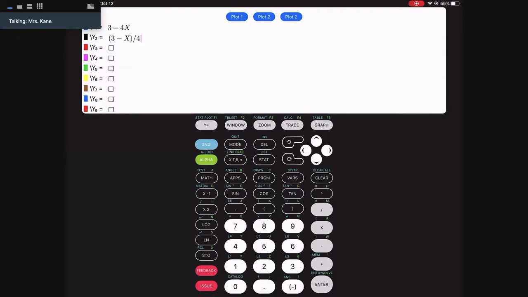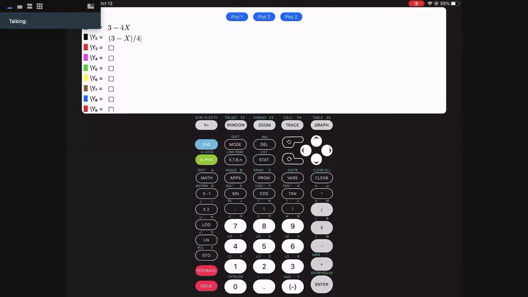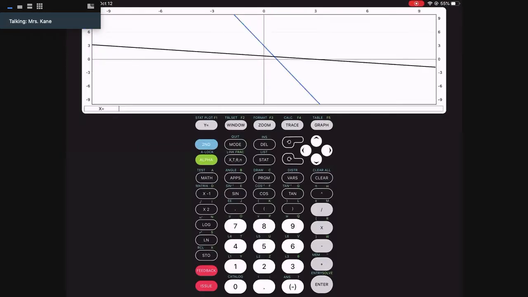So when you hit graph, the blue line that comes up here was my f equation. So the blue line is my f function, the 3 minus 4x. My line is black, the second line, which isn't as steep as the first because its slope was negative 1/4. That's the black line. So we're trying to figure out, why do these look like inverses graphically?